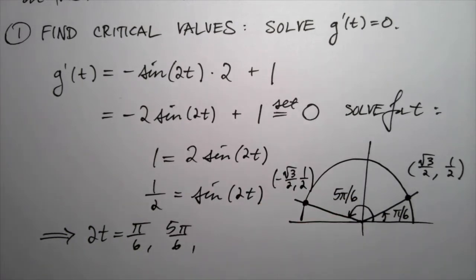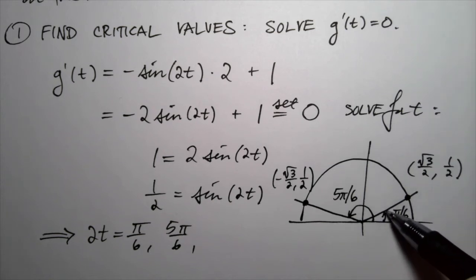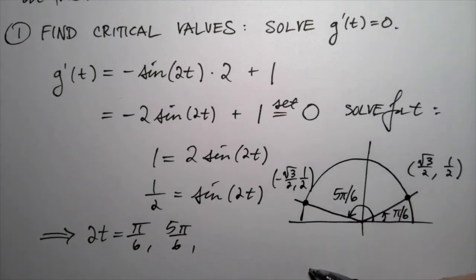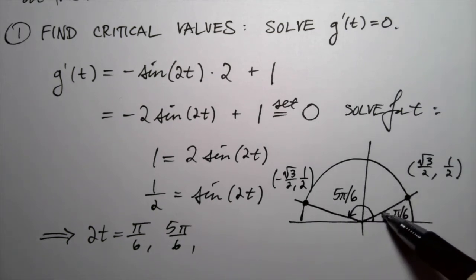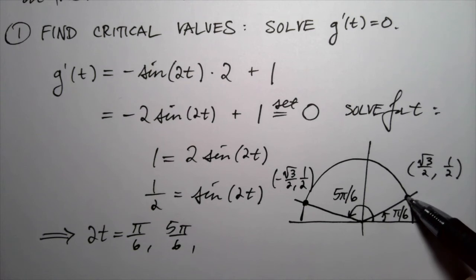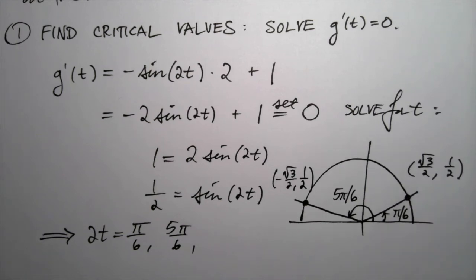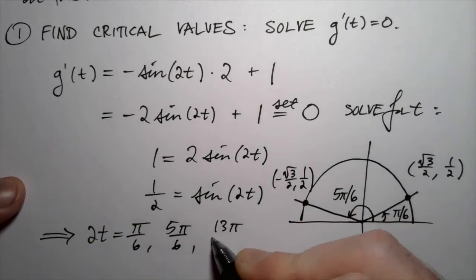But wait, there's another possibility, right? Because we could consider the angle where we go all the way around the unit circle and we come back to this point. That's a valid angle. It's more than 2π, but it's a valid angle. In fact, it's exactly 2π plus π/6. Okay, and that is 13π/6.